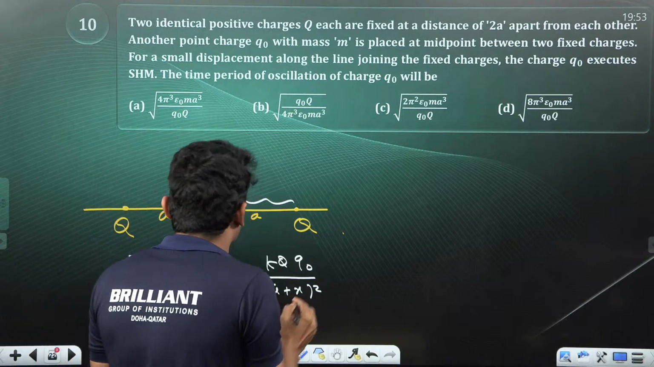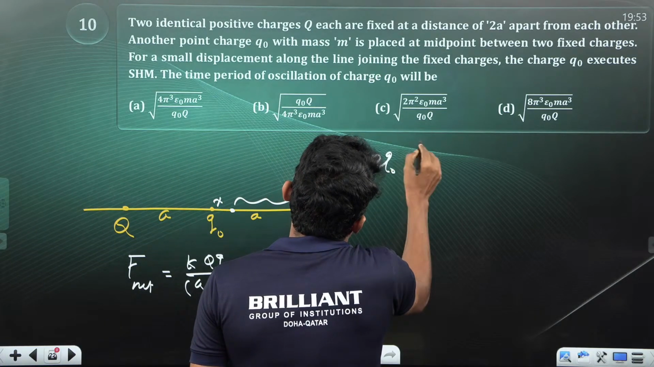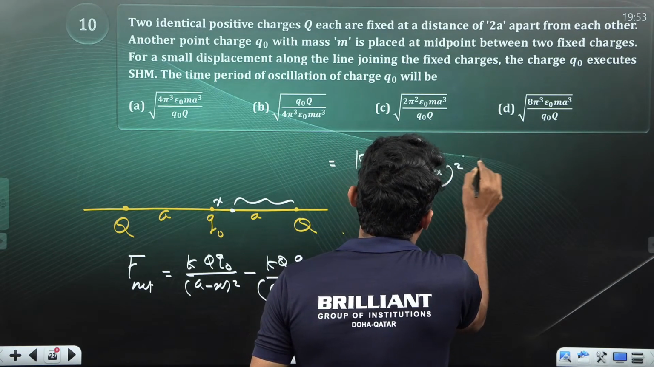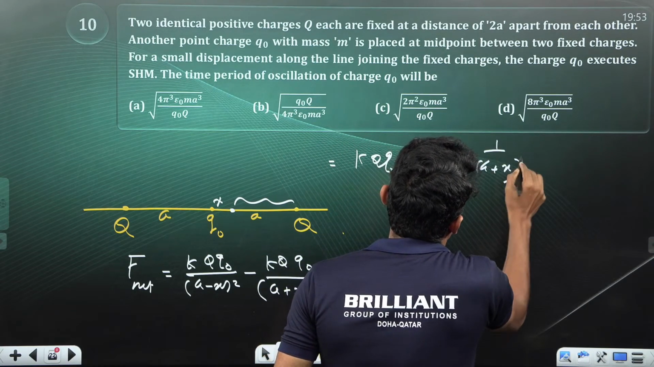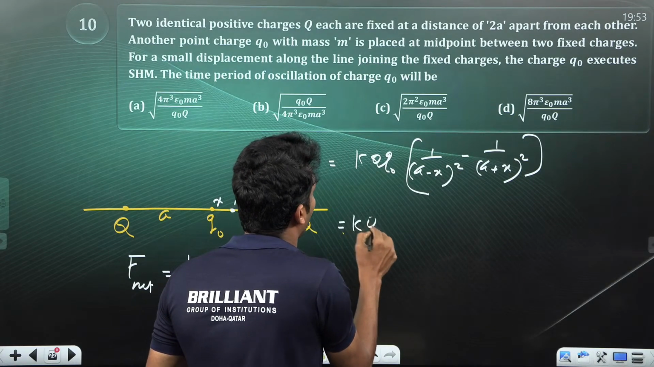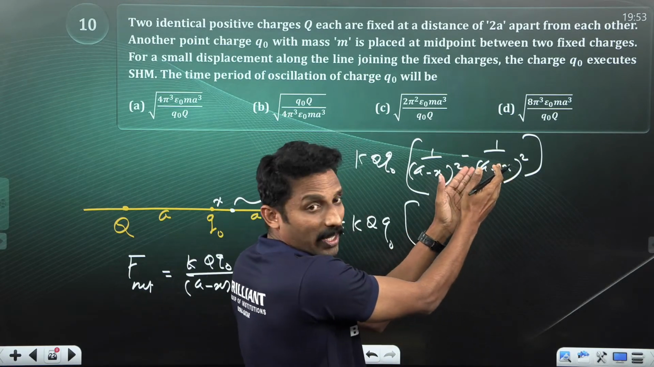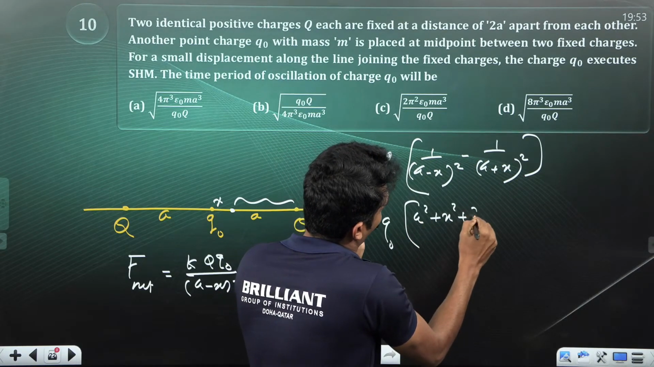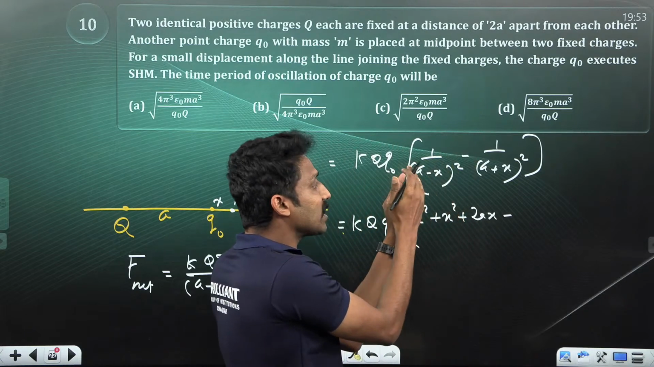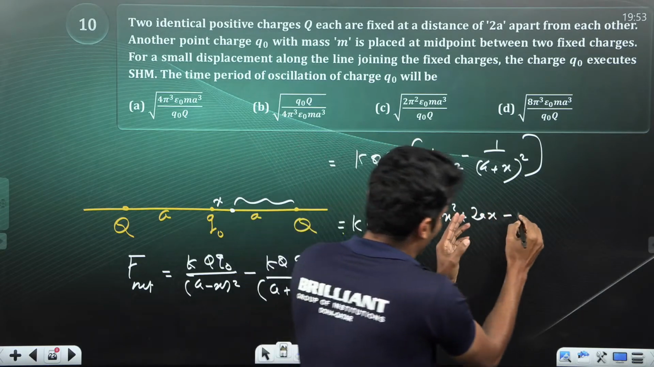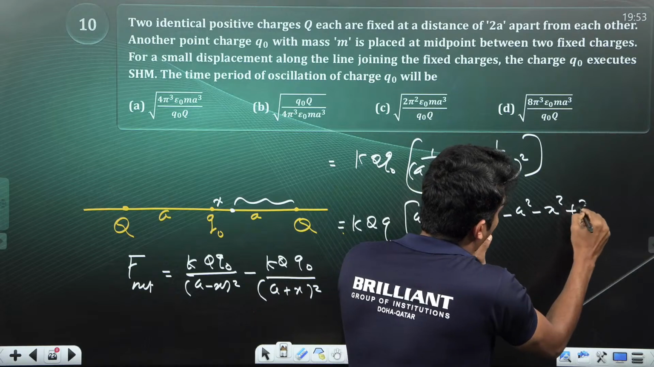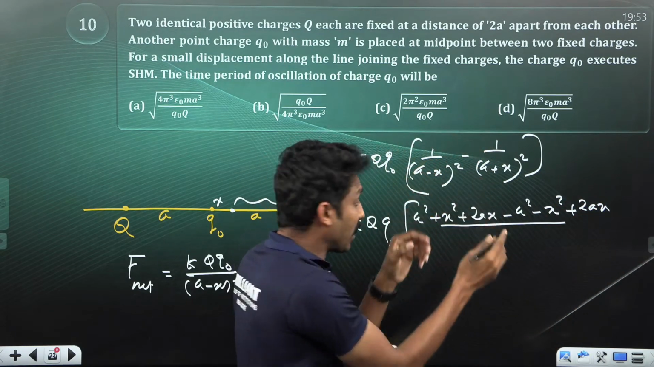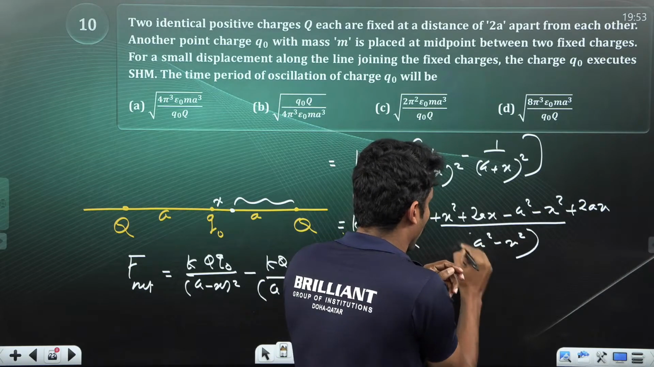The common terms are K Q Q0. Then 1 divided by (a minus x) all square minus 1 divided by (a plus x) all square. This is equal to K Q Q0 into, (a square plus x square plus 2ax) taking to this side, minus (a square plus x square minus 2ax), taking to this side (a square minus x square plus 2ax) again, minus minus comes there, divided by (a plus x) into (a minus x) whole square, that is (a square minus x square) whole square.